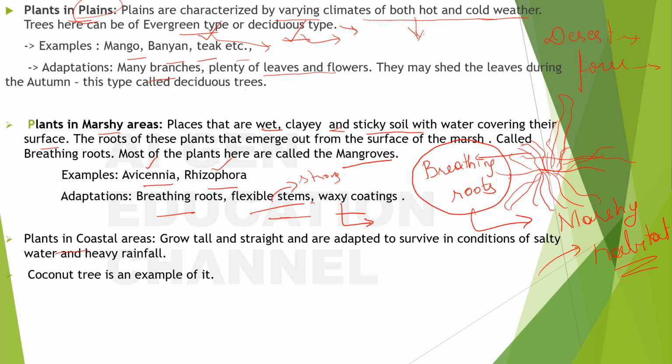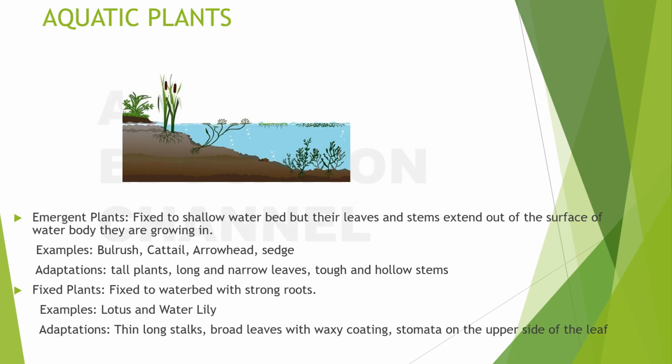And plants in coastal areas. Plants in coastal areas grow tall and straight and are adapted to survive conditions of salty water and heavy rainfall. Coconut tree is an example of it, right? Now, we are done with terrestrial plants. And after going through the chapter, if you have any doubts, please let me know in the comments. I'll try to make it clear.